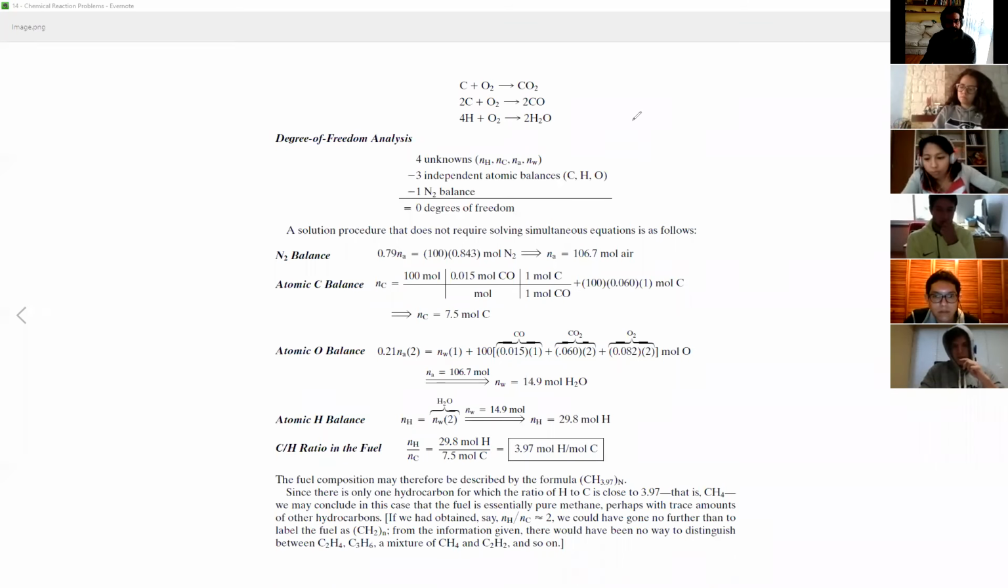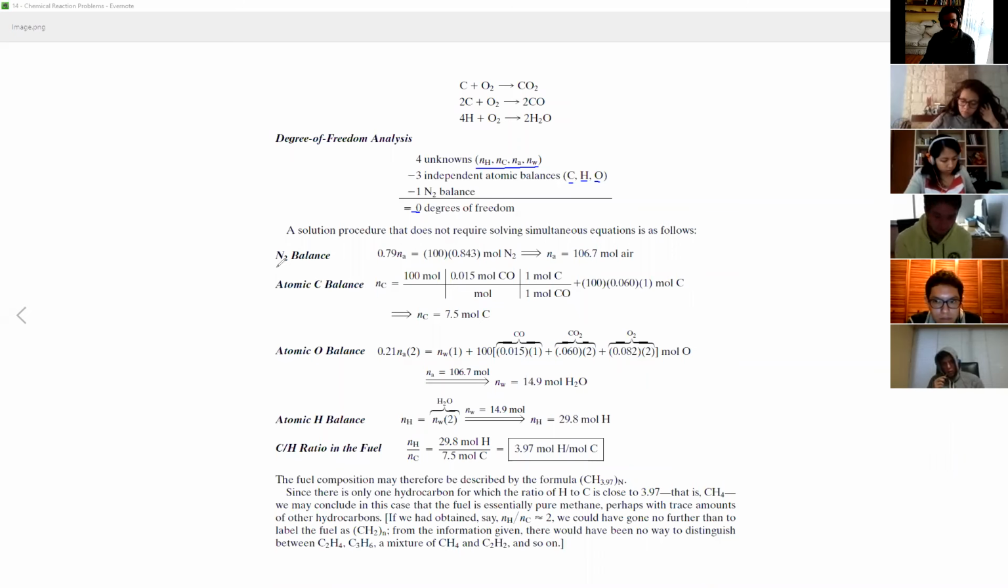So the degrees of freedom, I think everybody calculated correctly, right? If we do atomic balances, we have 4 unknowns that were NH, NC, NA, and NW, right? Then 3 atomic balances, the ones that react: carbon, hydrogen, and oxygen, and 1 balance for the nitrogen that doesn't react. So 0 degrees of freedom. The first thing to do, like we did in the first problem of today, is to solve the things that we can solve before doing the balances.